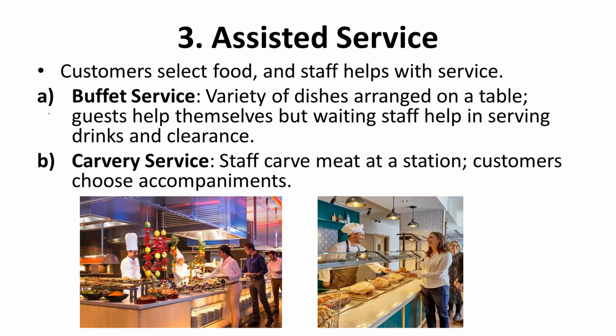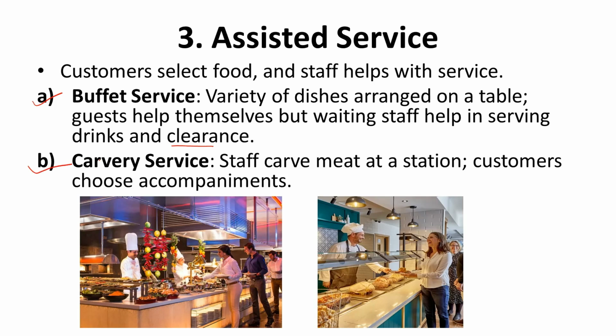So where can we find all these types of assisted service? Number one is buffet service, a variety of dishes arranged on a table. Guests help themselves, but waiting staff help in serving drinks and clearance. So this is a mix of service. Something the guest will take from a counter because they want to select the food themselves, but all the service will be provided, service of water, drinks, and everything.